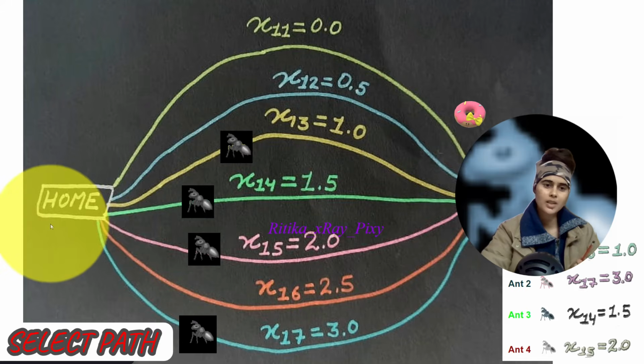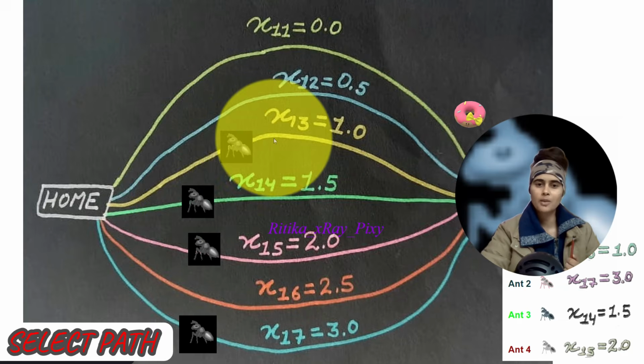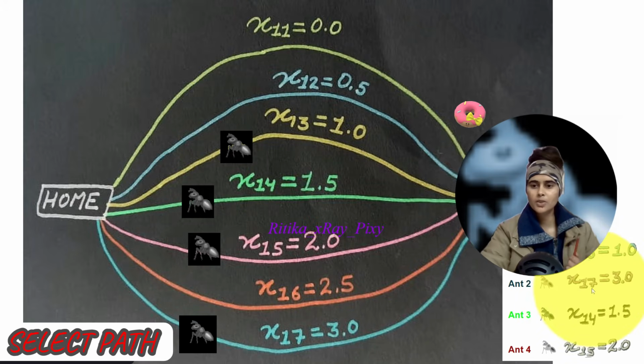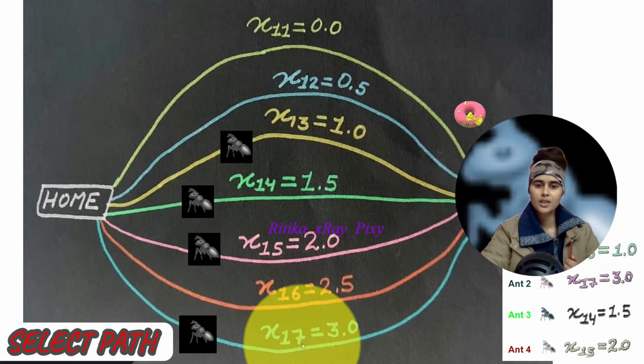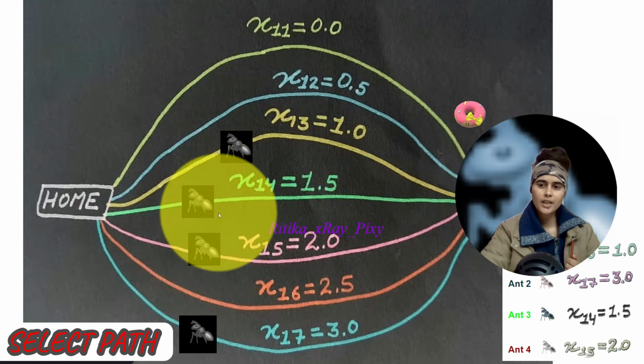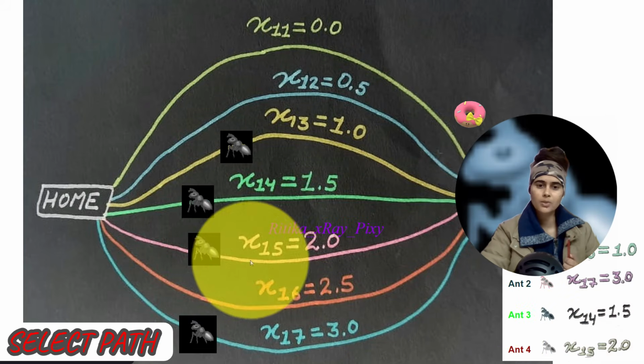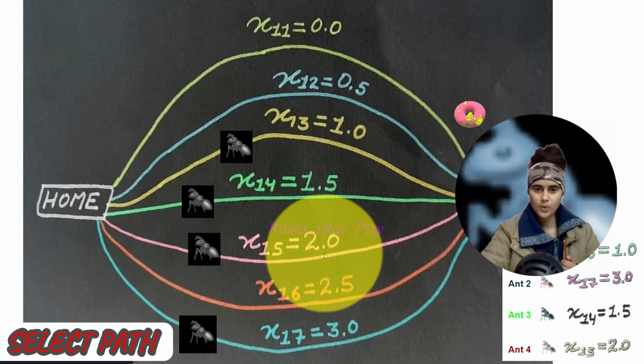Now they will travel from home to food source. For the first ant we have this path x13. For the second ant x17, that is 3.0. For the third ant it is x14, that is 1.5. For the fourth ant we have x15, that is 2.0.